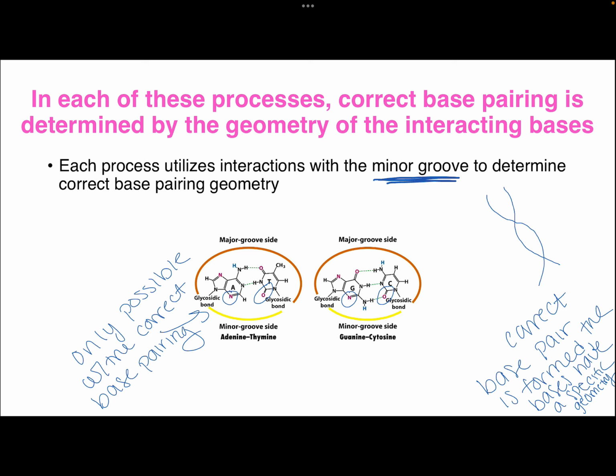And this is all coming down to the fact that only these correct base pairing interactions can produce this optimal geometry where our hydrogen bond acceptors are placed where they need to be. And so that is how base pairing is actually playing an essential part of allowing DNA replication, transcription, and translation to occur properly to make the right proteins.